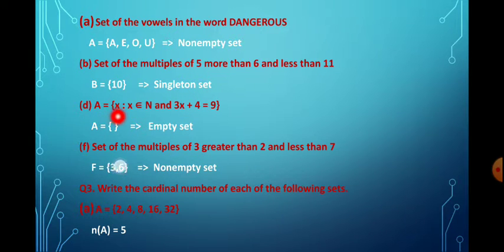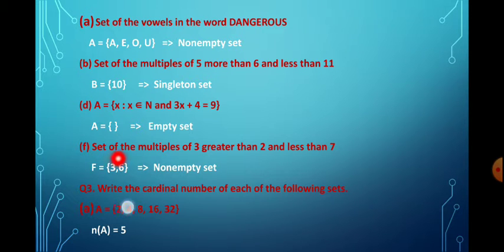Number D, A is equal to x such that x belongs to natural number and 3x plus 4 equals to 9. So let us put the natural number 1 in place of x. So 3 ones are 3 plus 4 is equal to 7. So this equation does not fulfil. Next, again we'll put 2 in the place of x. So 3 twos are 6 plus 4 is equal to 10, which also doesn't fulfil. So this shows that this set A has no elements. So it's an empty set.